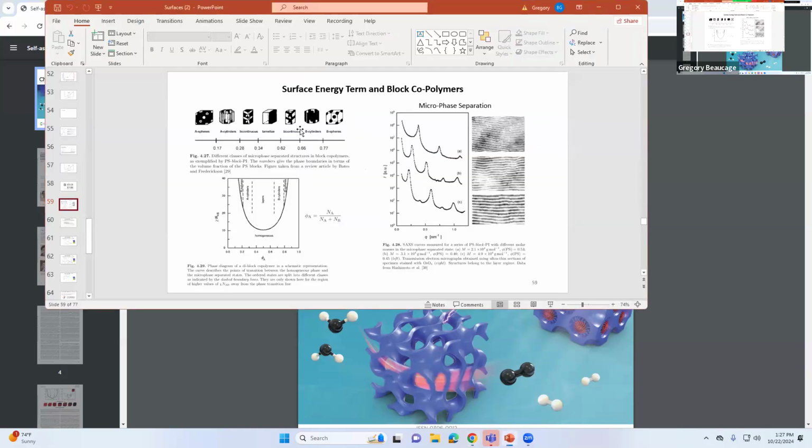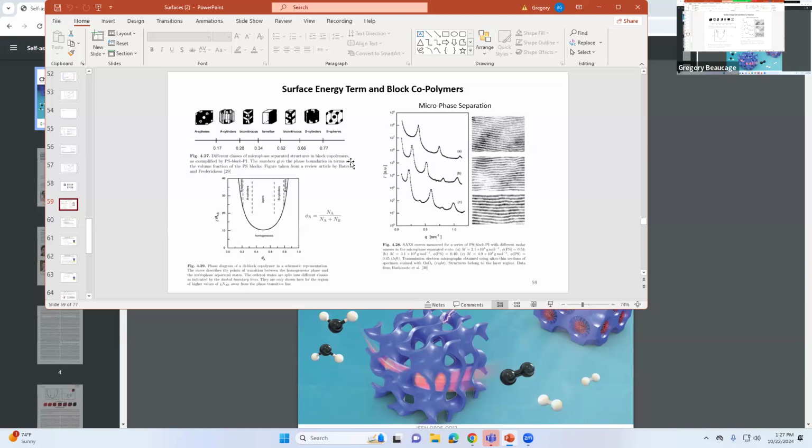When you do that, you get this kind of thing. If it's a large amount of one component and a small amount of the other, you get spherical domains. If they get closer to each other, you get rod domains. If they're exactly the same, you get lamellar domains. And on the other side, where the other component takes over, you go back to rods and spheres. So spheres, rods, lamellae, rods, spheres, and there are some weird phases that happen too.